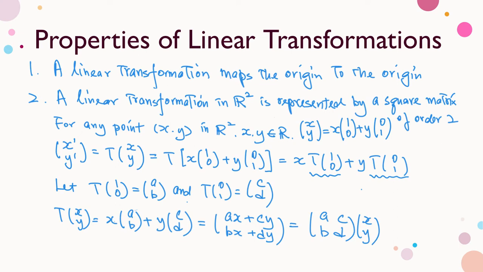In other words, if T is a linear transformation in R2, then T is the matrix where (a, b) and (c, d) are the images of (1, 0) and (0, 1) under T respectively. Conversely, a square matrix of order 2 refers to a linear transformation in R2. The checking of this statement is left to you as an exercise.